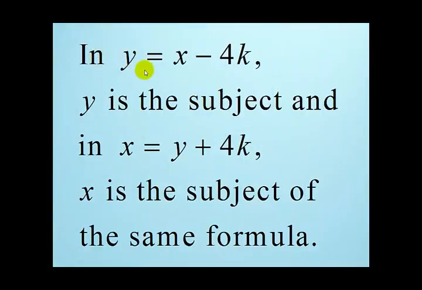In y equals x minus 4k, y is the subject. And in x equals y plus 4k, x is the subject of the same formula. Now, when you consider y equals x minus 4k, you can see that y stands alone, and therefore y is the subject. When we consider the equation x equals y plus 4k, we can also see that x stands alone, and therefore x is the subject.